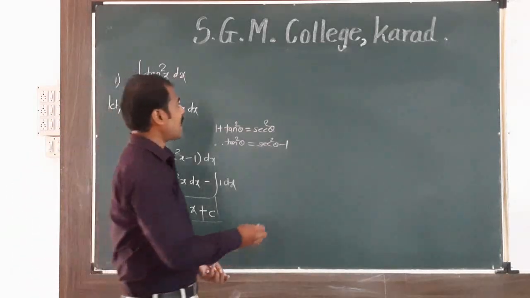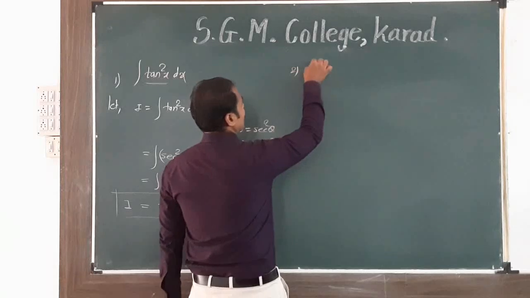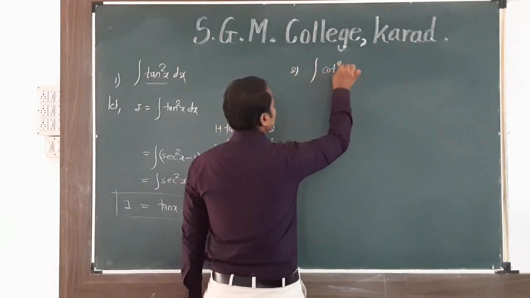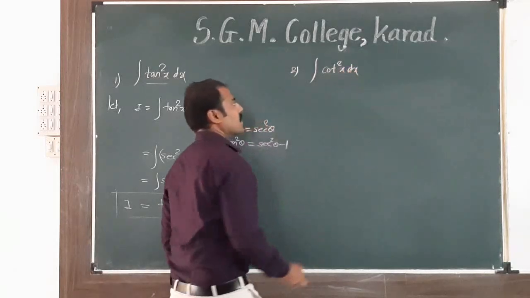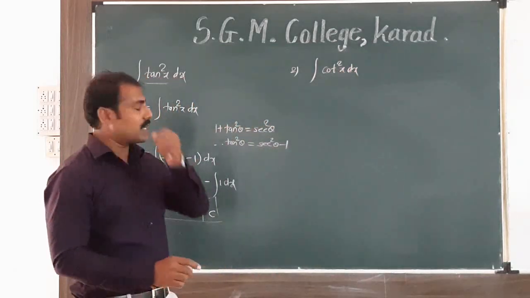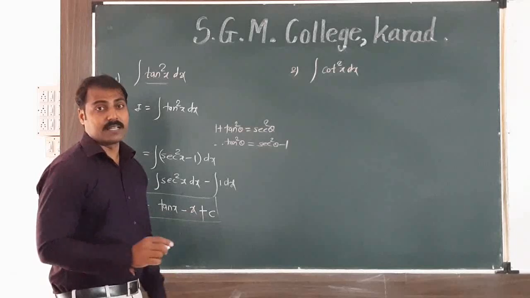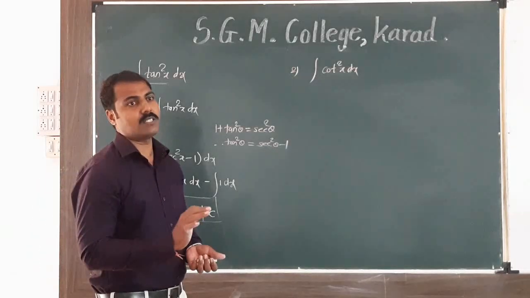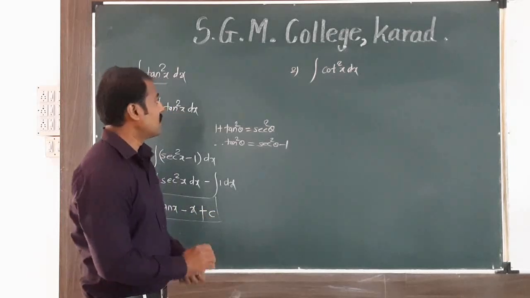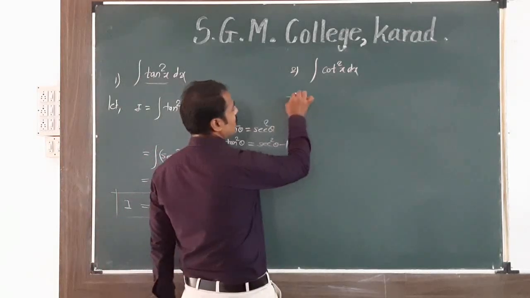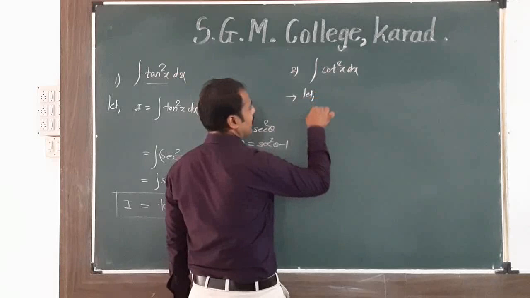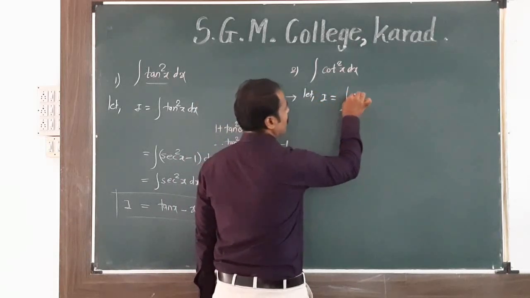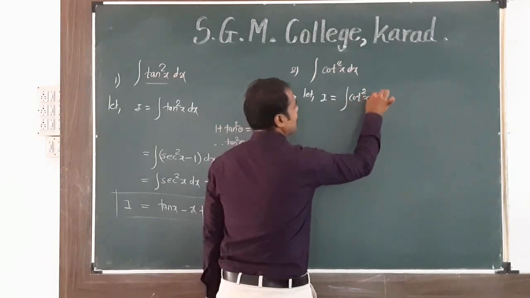Similarly, here is another example, the second example. Evaluate integration of cot square x dx. Okay, it is much similar to the previous example. Integration of cot square x dx. Tell me the formula in which cot square x is there. Okay, so first denote the given integration by I. So let I be equal to integration of cot square x dx.